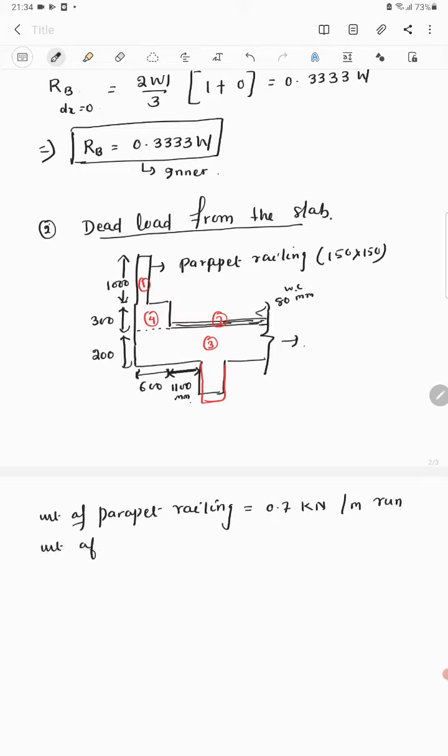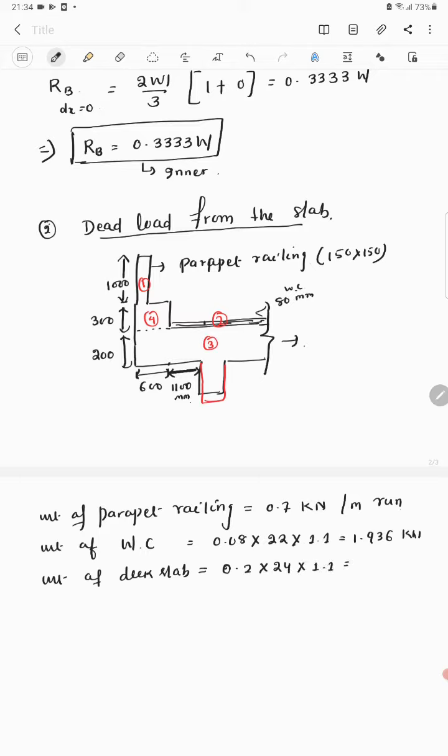Then second one, weight of the wearing coat. Wearing coat thickness is 0.08 into our unit weight is 22, and the length, let's take this from here to here, only for this, that is 1.1, which is equal to 1.936 kilonewton. Okay. Next, weight of the deck slab. Your thickness is 0.2 into 24 is the unit weight, then 1.1, which is equal to 5.28 kilonewton.